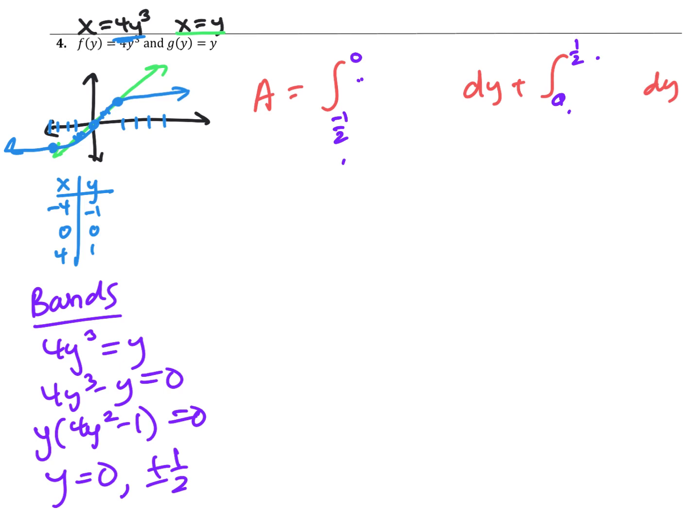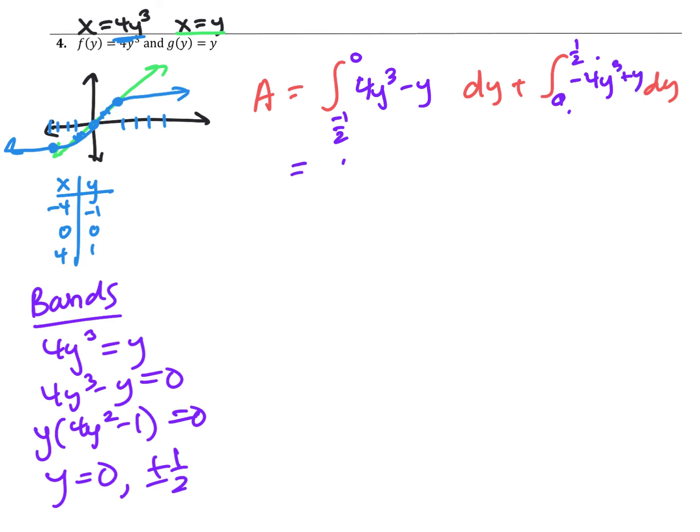So for the first integrand, the cubic function is going to be on top and the line is going to be on the bottom. If you plug in something like -1/4, you'll see that the cubic function is a larger number, because it's a negative number that's smaller. So this is going to be 4y cubed minus y, and this is going to be the opposite of that, -4y cubed plus y.